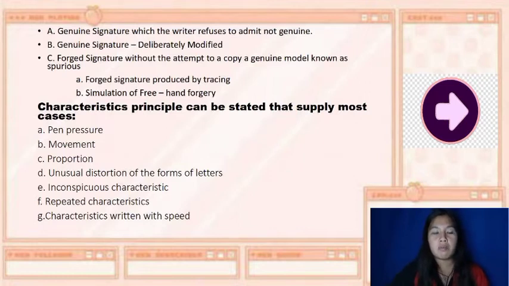First is pen pressure, second is movement, third is proportion, next is unusual distortion of the forms of letters. Next is inconspicuous characteristics. Next is repeated characteristics. Then lastly is the characteristics written with speed.